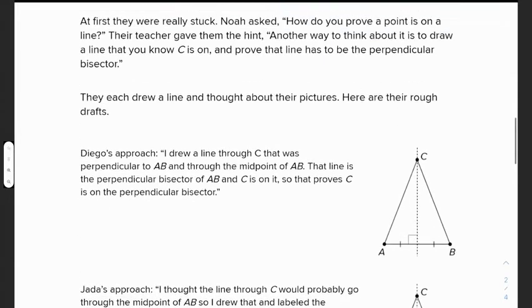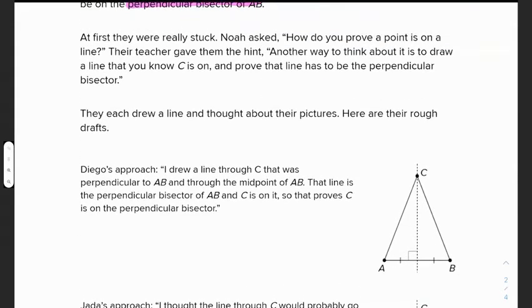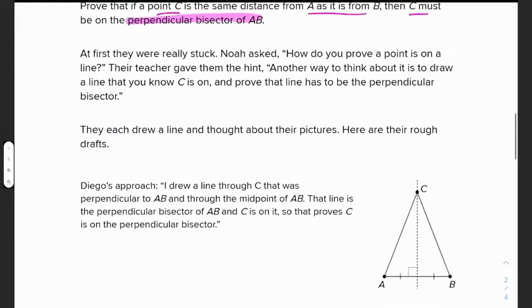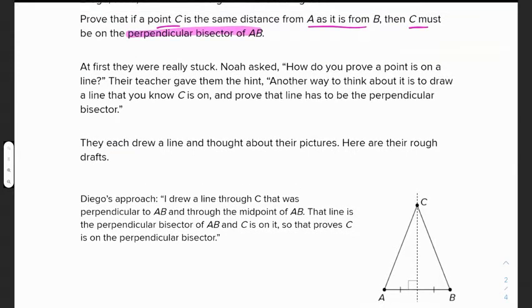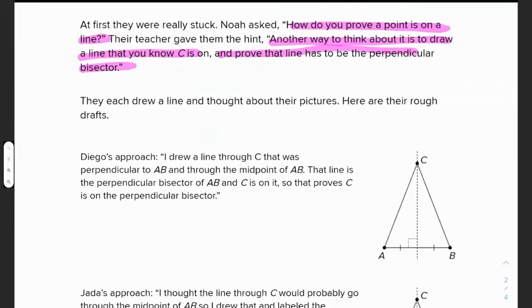So just by scrolling around, let's read the prompt. At first, they were really stuck. Noah asked, how do you prove a point is on the line? The hint that the teacher gave was, another way to think about it is to draw a line that you know C is on and prove that the line has to be the perpendicular bisector. So they each drew a line and thought about their pictures.